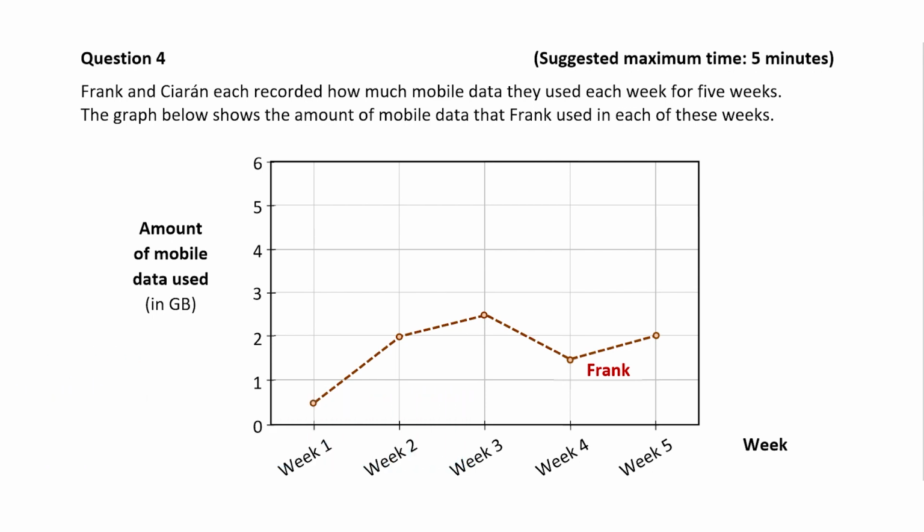Today I'm going to be taking you through the solution to question 4 from this Junior Cert Ordinary Level paper. This question is based on a graph, so let's get started. We're told that Frank and Kieran each recorded how much mobile data they used over the course of 5 weeks. And we're given the graph below, which shows how much mobile data Frank used in each of these weeks.